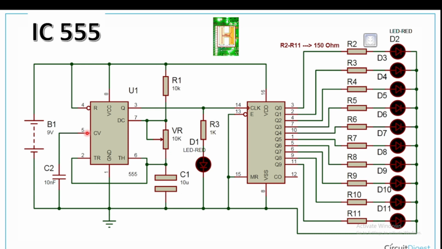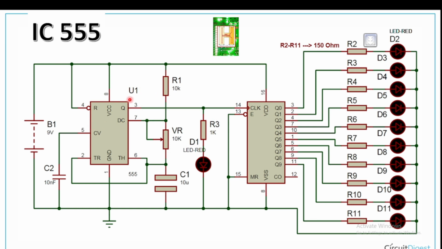So IC555 can be used in three modes of application. It can be used as an astable multivibrator, it can be used as a bistable multivibrator, and it can be used as a Schmitt trigger, and it has a lot of applications depending upon which mode you are using. Here in this application, the IC555 is used as an astable multivibrator, which is also called a free running multivibrator.